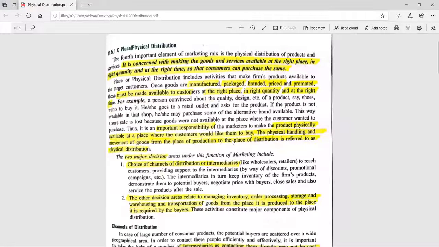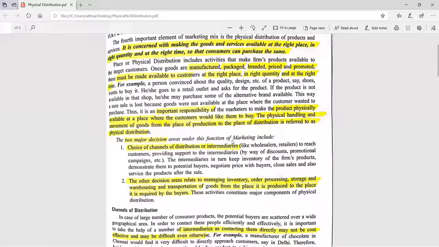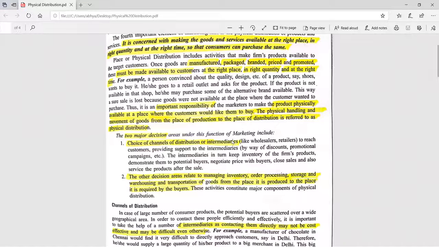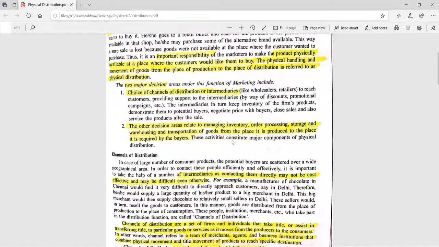Then the other decision is related to managing inventory, order processing, storage, and warehousing and transportation. All these are the components of physical distribution. So when I'll be explaining the topic physical distribution, then I will be explaining all these individually, not here. Okay, students. So we come to the first decision. This is the second decision. So we will take it one by one.